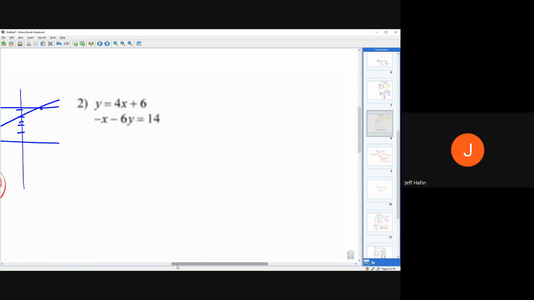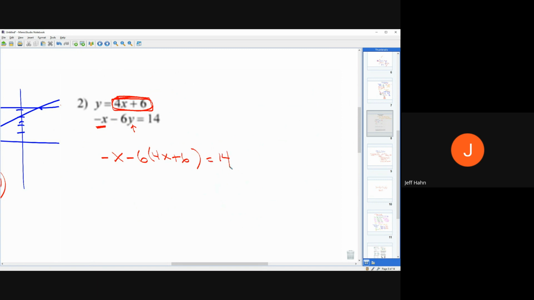Okay. So here, again, you know what y equals. So you have to put this whole expression in for the letter y there, which means it's going to end up being a little distributive property. I have the negative x minus 6 times what the letter y was, which was 4x plus 6, equals 4.